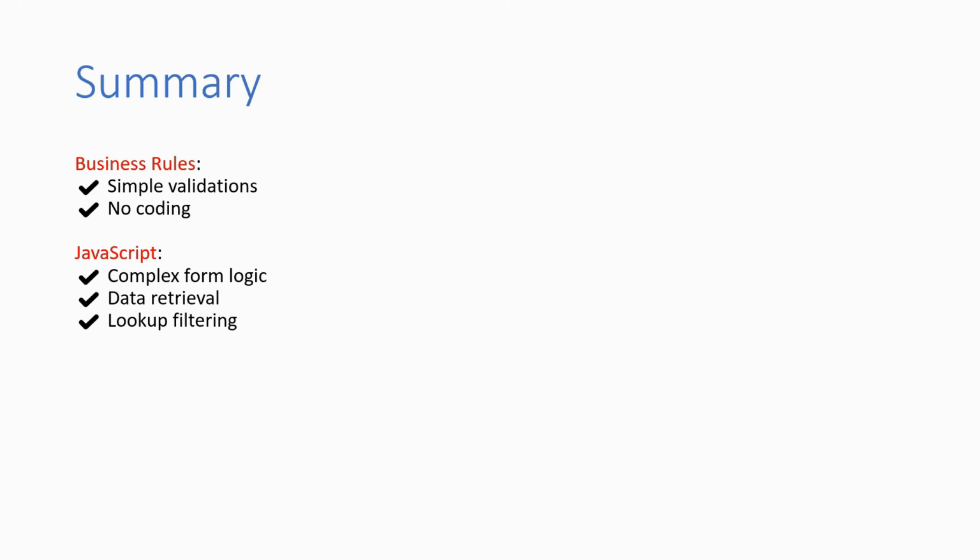Let's summarize today's session. Business rules are best suited for simple validations such as making fields mandatory, showing or hiding fields, or showing the validation messages. JavaScript is a better choice when the requirement involves retrieving the data, performing calculations, filtering lookups, and calling the web API. As a best practice, always choose the simplest solution that satisfies the business requirement.